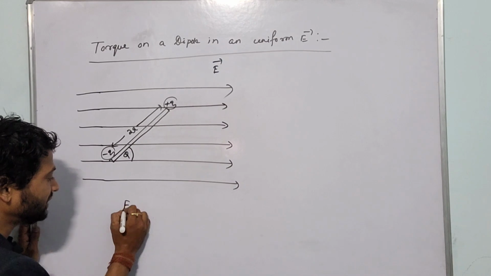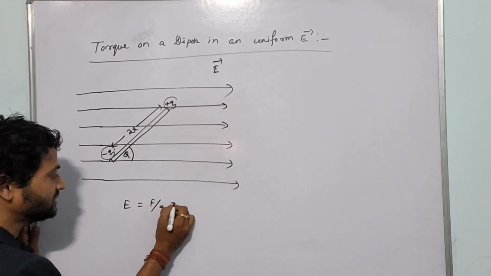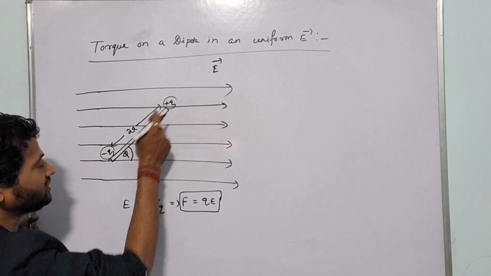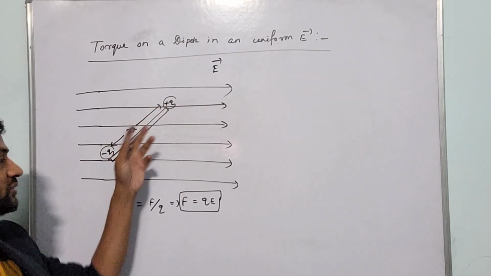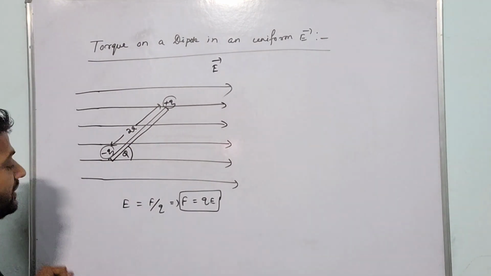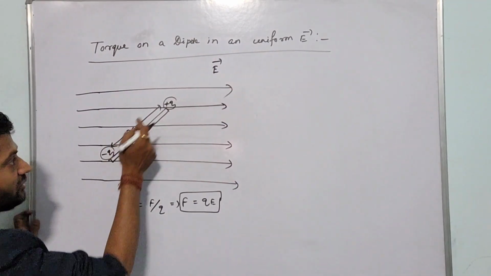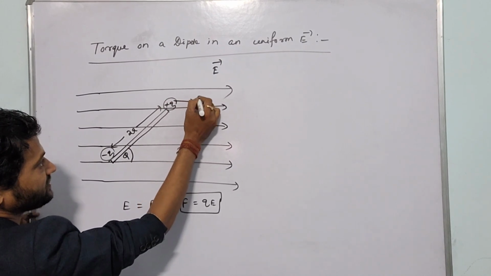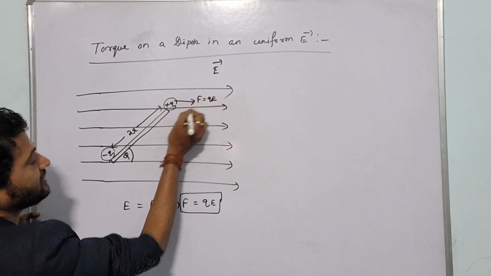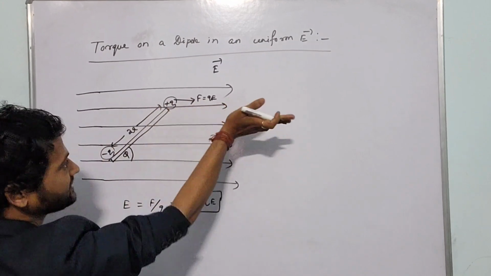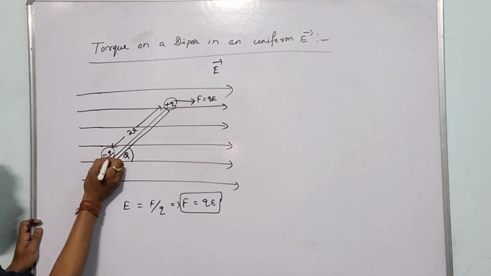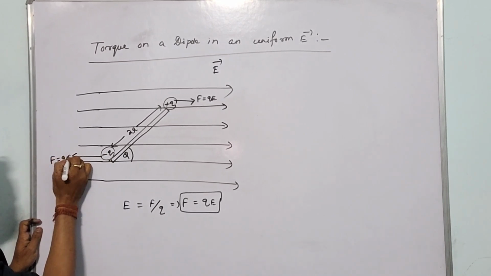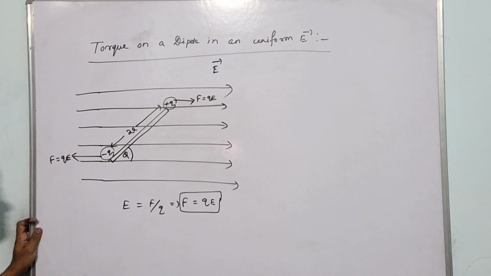Tell me, electric field का formula क्या होता है? Force upon charge. So what is force? Force is qE. Since there are two charges here, we'll be getting two forces. दो force मिलेगा. ठीक है? Since the electric field is the same, both charges will experience the same force. The positive charge will experience a force along the direction of the electric field, and minus q will experience the same magnitude of force, but the direction will be opposite to the electric field.